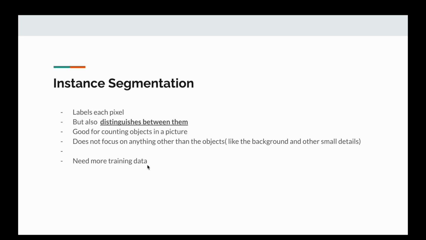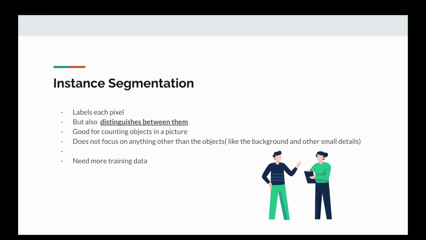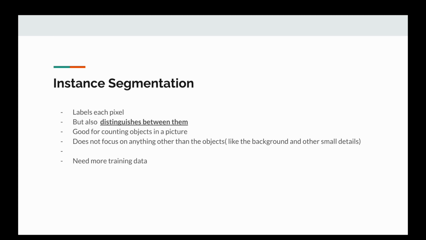Now we have instance segmentation. It's like a brother of semantic segmentation, where it does label each pixel, but it also distinguishes between them, so it can actually count the number of objects and doesn't call everything the same class. However, it doesn't really focus on anything other than the main objects, and it forgets the background and other small details, but it's good for counting.